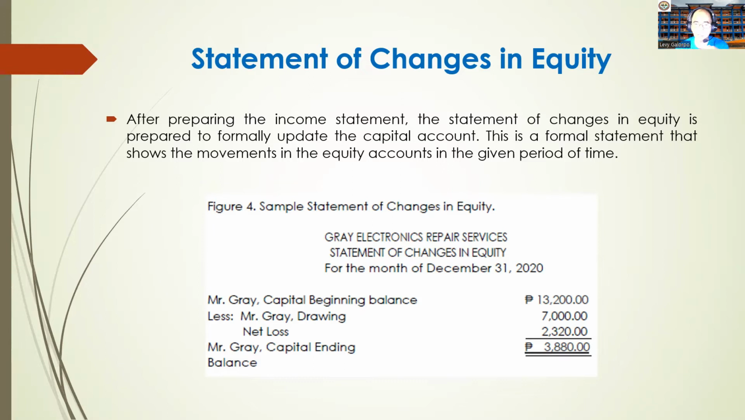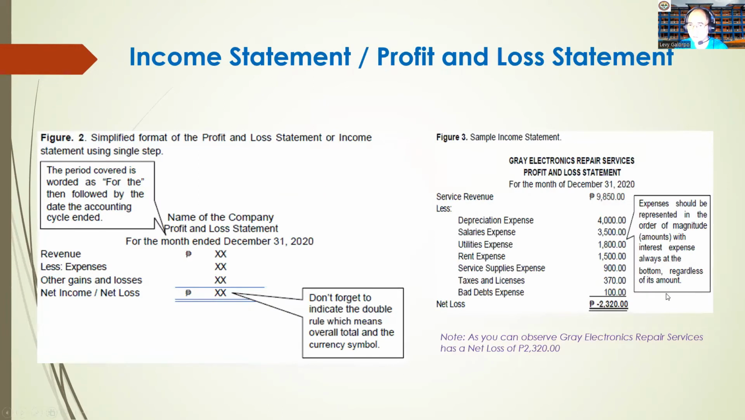So, beginning balance ni Mr. Gray ay 13,200. Less Mr. Gray drawing o yung winidraw niya, 7,000. I-less pa rin natin yung net loss niyang 2,320. Balikan natin itong net loss. Ito siya, oh. Ito yung result ng operation na nakita natin sa income statement.